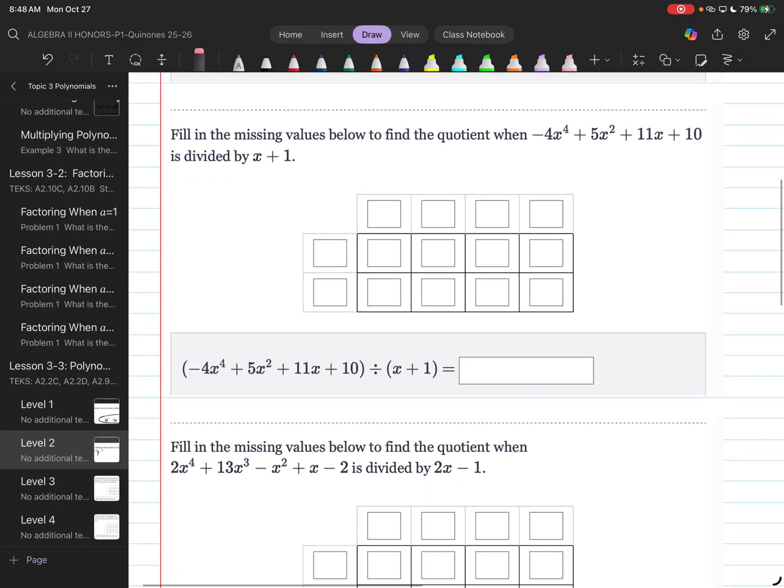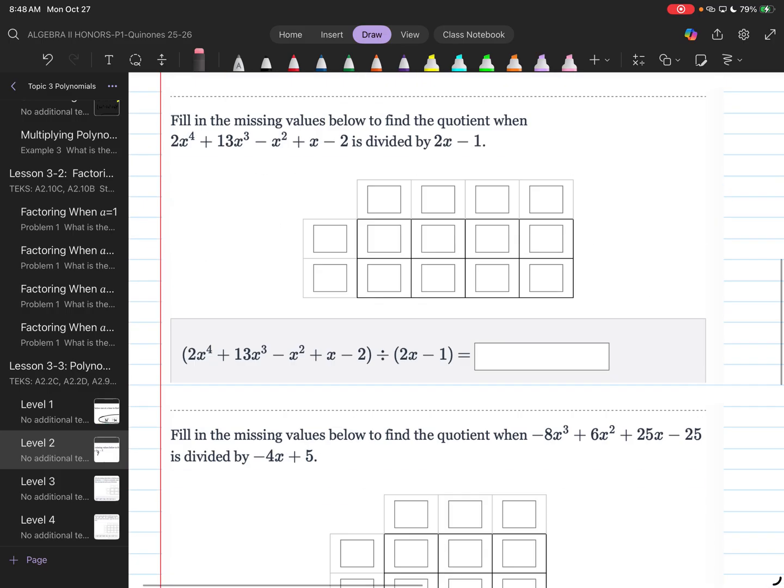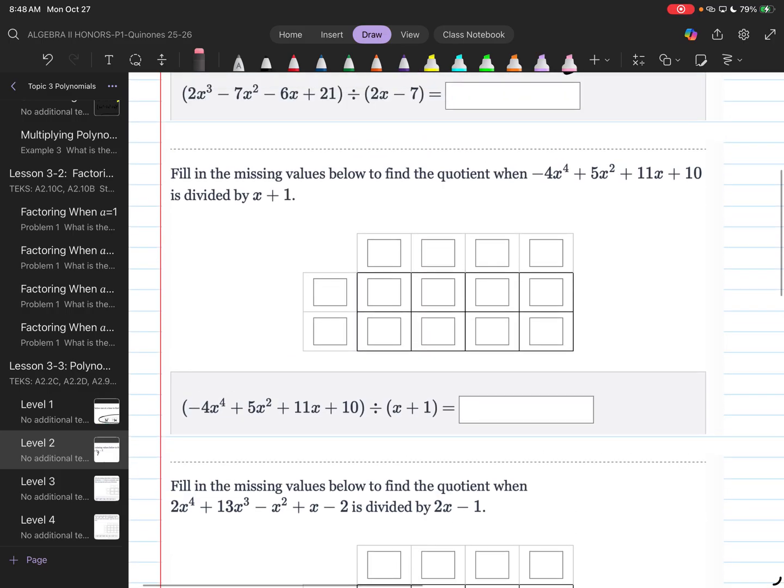I'm going to do this one again, talking through the process, and then we'll do some catch and release ones with yourself. Okay. X plus 1 goes here. And I know that negative 4x to the 4 power needs to go up here. Okay? Well, what times x will give me negative 4x to the 4? That's negative 4x to the 3 power.